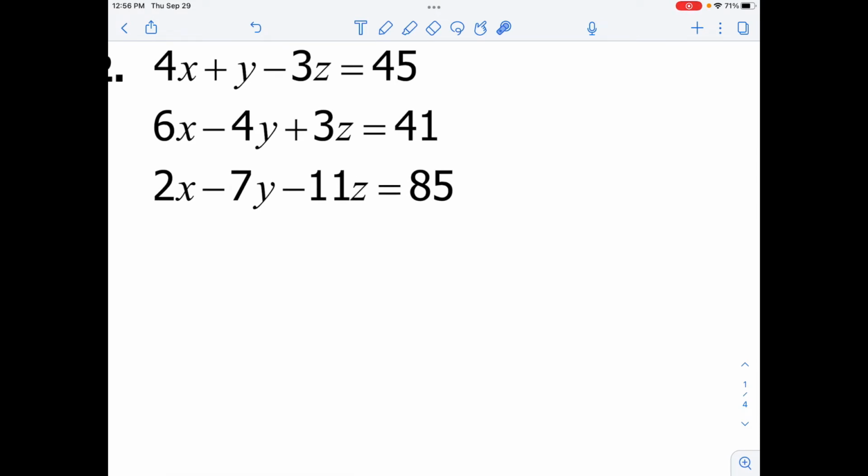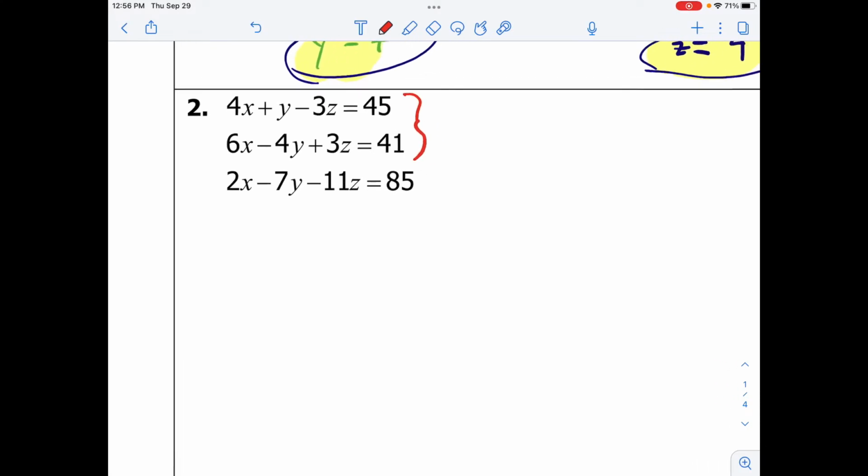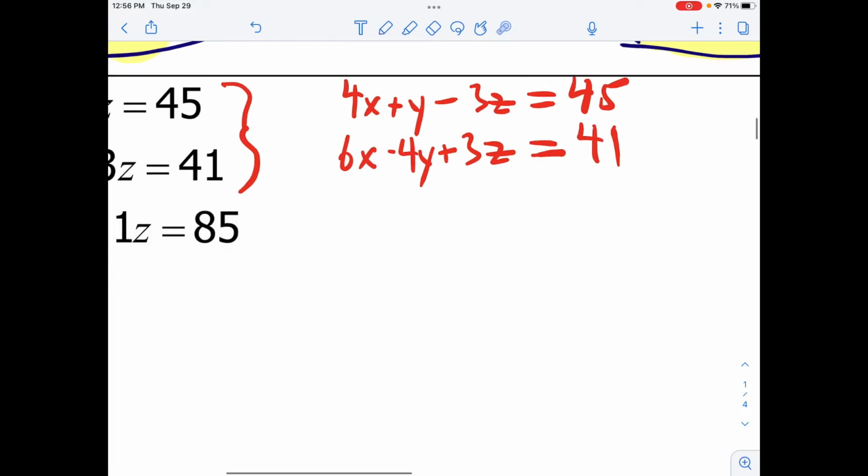Okay, well, how do I want to do this? I notice right off the bat that this -3 with this positive 3 cancels out right away. So I guess I'll just do that. So let's make these my red pair of equations, okay? So I have 4x plus y minus 3z equals 45, and 6x minus 4y plus 3z equals 41, okay? So I don't even have to multiply anything, right? I already have 2 variables that are going to cancel out, okay?